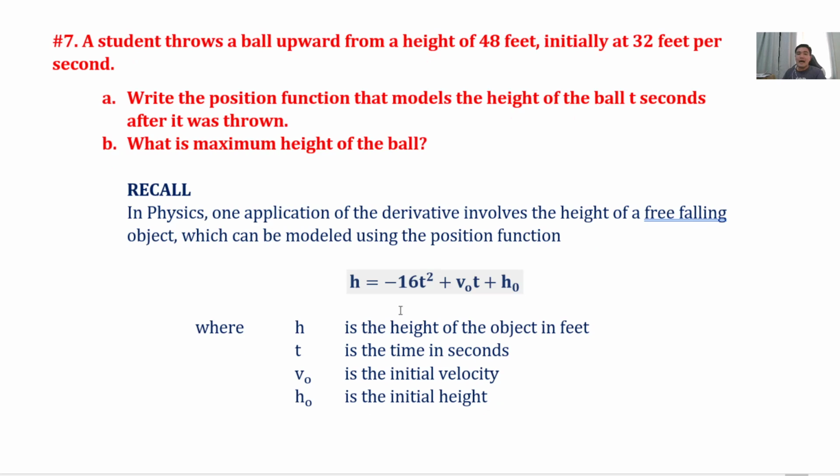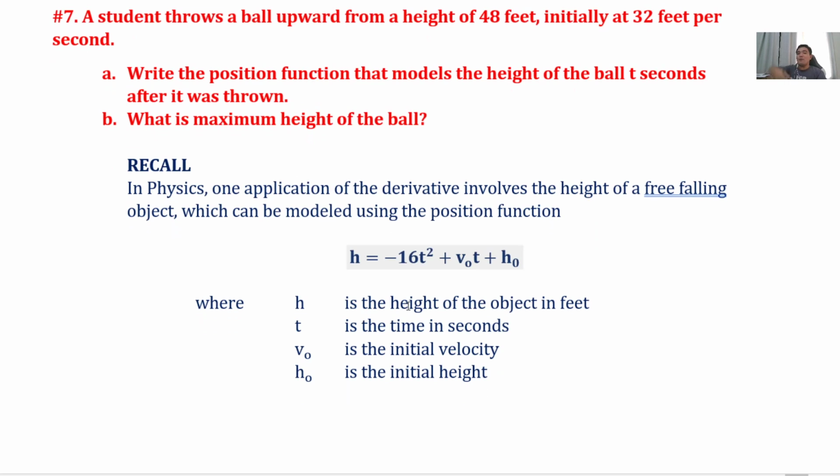Ang sabi dito, a student throws a ball upward from a height of 48 feet initially. Okay, so 48 feet initially, sabi doon. And then at 32 feet per second. A, write the position function that models the height of the ball t seconds after it was thrown. So, ibig sabihin, class, nasaan na 'yung ball after 'yung seconds na tinapon niya. Siyempre, pataas na siya. And then, B, what is the maximum height of the ball? Ano 'yung maximum height na na-reach ng ball nung tinapon niya pataas?